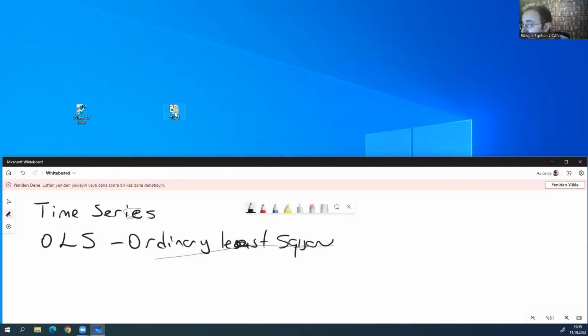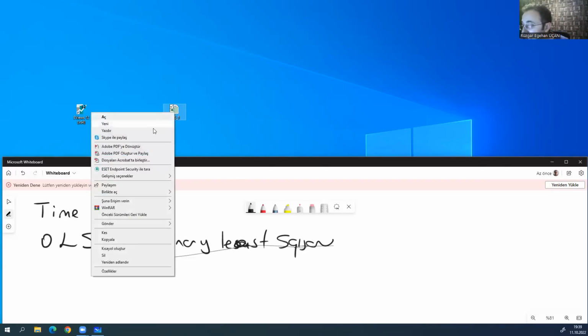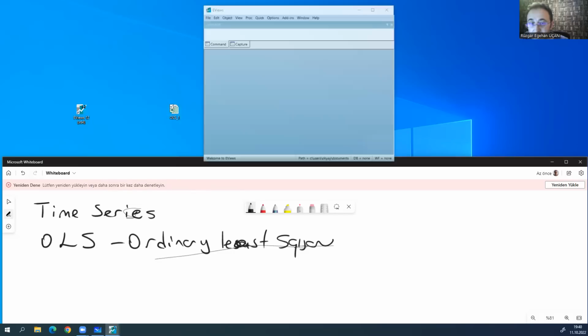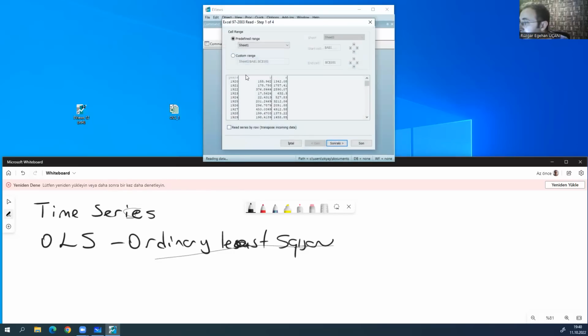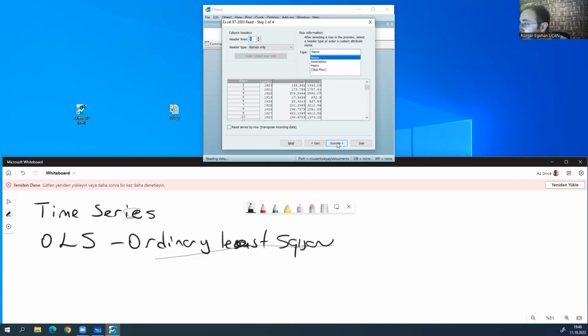Now right click on this Excel file and say open with EViews. It's not important to use EViews 12 or 10 or 9, whatever. You can use whatever you want. I have EViews 12, so I am opening with EViews 12. Now you see that EViews opens this Excel file and say next.